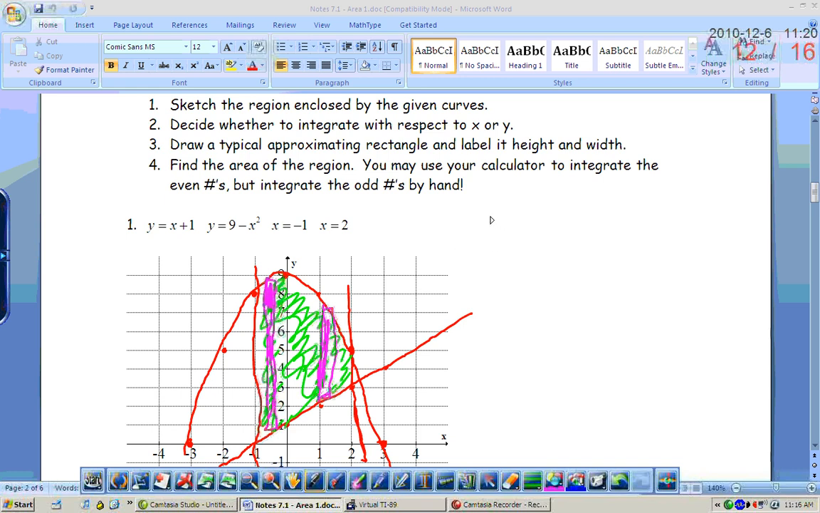Okay, so my formula for vertical rectangles is top minus bottom. So what's the equation for the top curve? 9 minus x squared. And the equation for the bottom curve? x plus 1. Make sure the x plus 1 goes in parentheses because you have to subtract that entire quantity. And I need to integrate from smallest x value to biggest x value, -1 to 2.